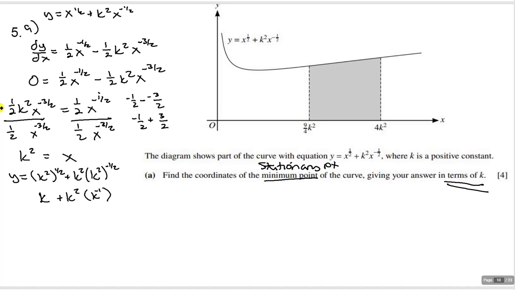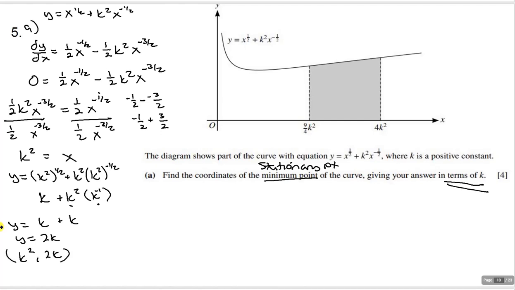And see now when I multiply these two k's together, the base will stay the same, and when I multiply these two together, I'm going to add their exponents. So this is going to end up being another k to the first. So the y value is 2k. So if you will, the coordinates of that point are going to be k squared, comma, 2k.